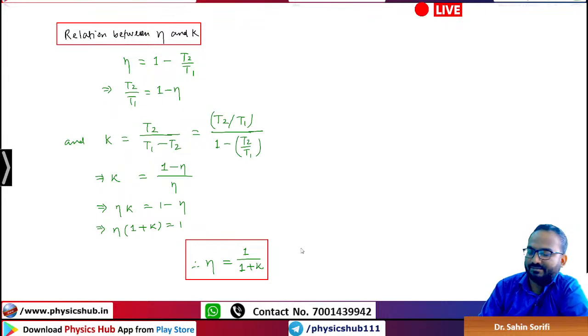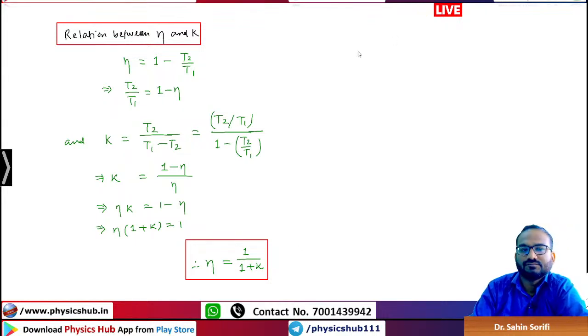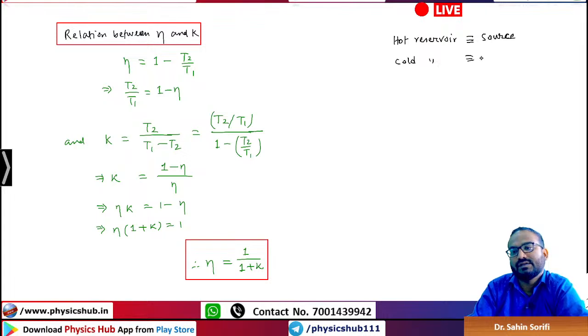Sink and cold reservoir are basically the same. Hot reservoir is like the source and cold reservoir is like the sink. A sink means it accepts heat or takes in heat. Just remember this one.